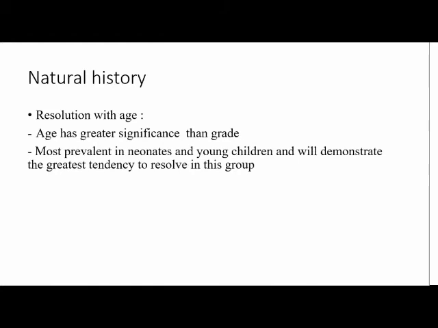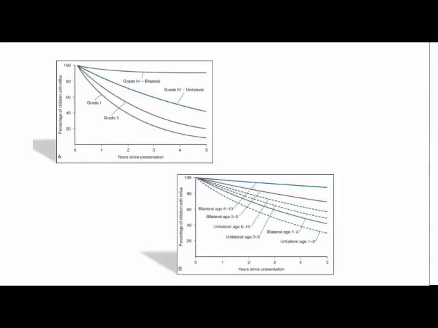Age has a greater significance when it comes to spontaneous resolution than the grade. The most prevalence is in neonates and younger children, and they will demonstrate the higher tendency to resolve in this group. This is the graph showing the percent of children with reflux and years since presentation. The curve shows how there is spontaneous resolution based on the grades.